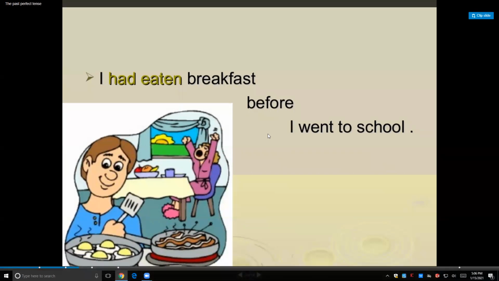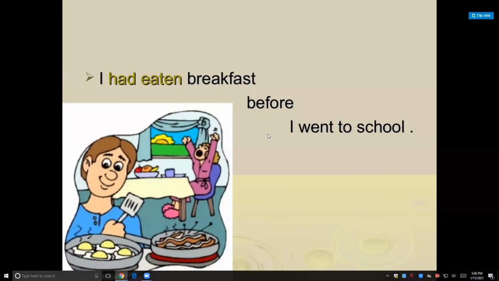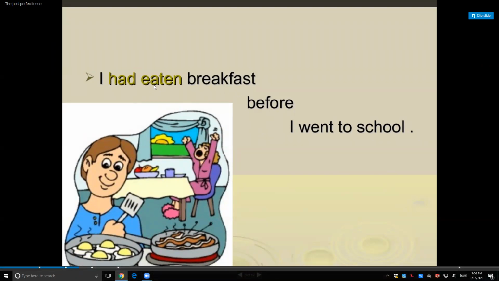Now, in past perfect tense, two actions take place in the past and one action takes place before the second action. Now see these both actions, which are these two actions? One, eating breakfast, second, going to school. These both actions took place in past, but one action takes place before the other action. So out of these two actions, the action which takes place first is in the past perfect tense, and the other part is in past simple tense.